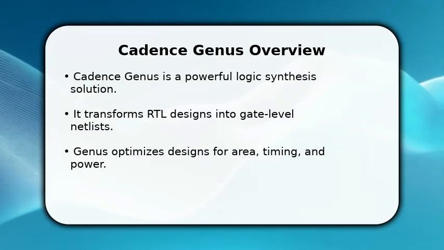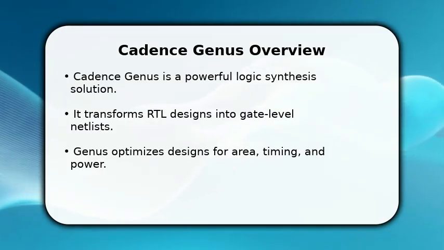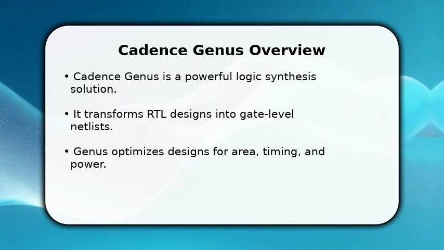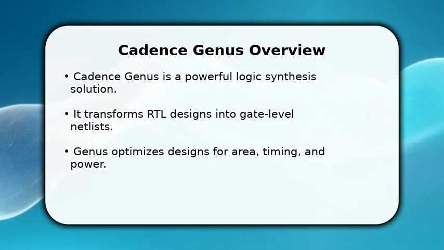In this video, I will explain how to use Cadence Genus. This powerful logic synthesis solution is essential for modern chip design. It efficiently transforms your register transfer level, or RTL, designs into optimized gate-level netlists. Genus helps you achieve your design goals by optimizing for critical metrics like area, timing, and power.